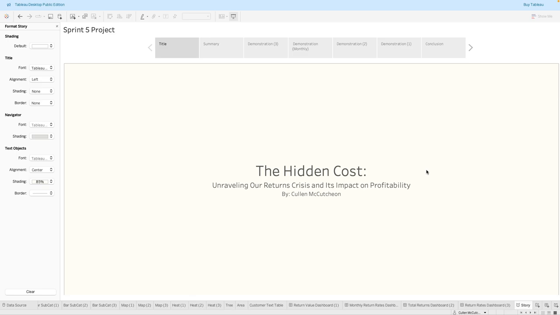Unraveling Our Returns Crisis and Its Impact on Profitability by Colin McCutcheon.